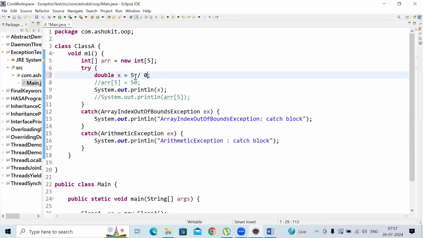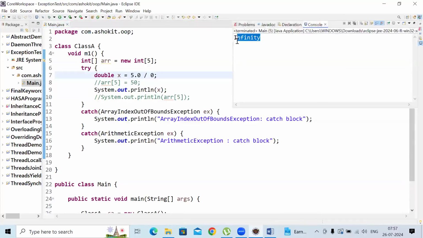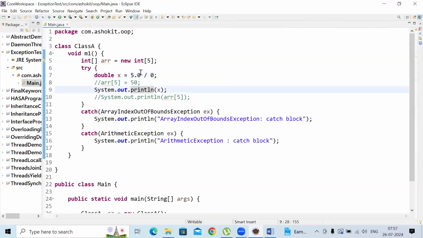Now again, the denominator is 0 and the numerator is 5.0. This time, who is the double, the decimal point value? The numerator. Denominator is 0, but numerator is 5.0. It is a double. So in this case also, what's the result? Infinity. If either the numerator or the denominator is a decimal value and you divide by 0, you get infinity.